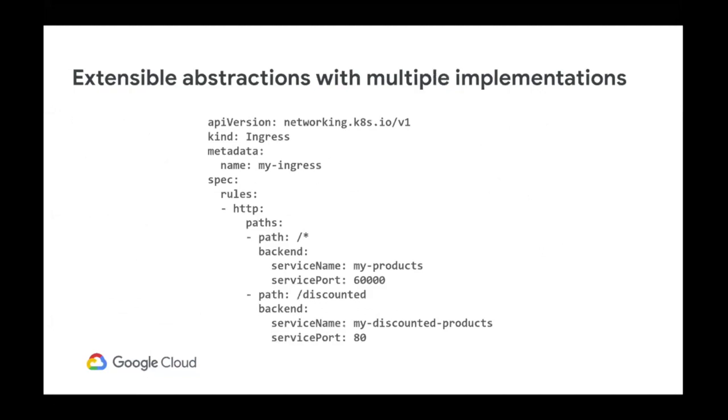We also created extensible abstractions with multiple implementations, most notably Ingress, but also network policy and custom schedulers use this approach. The main disadvantage is that we don't have a great way to express and discover the extensions. Extended attributes are specified using annotations.